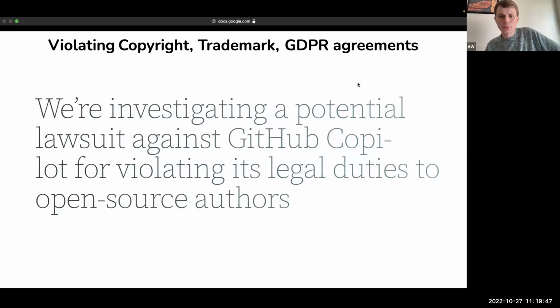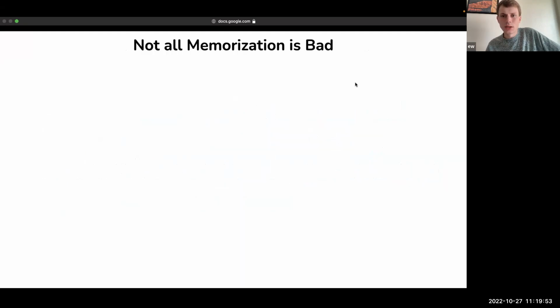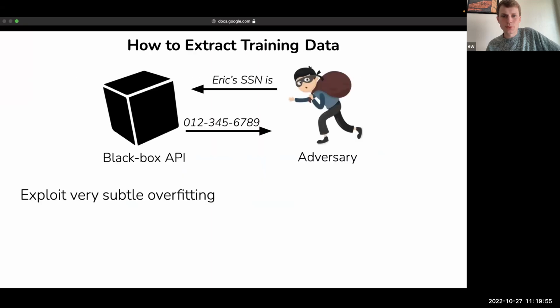Cool. So let me talk about how to extract memorized data from a language model. The basic gist here is, can we somehow exploit subtle overfitting in the model? These large-scale language models are trained with very large parameter counts and are really impressive, but they actually aren't overfitting that much to the training set.